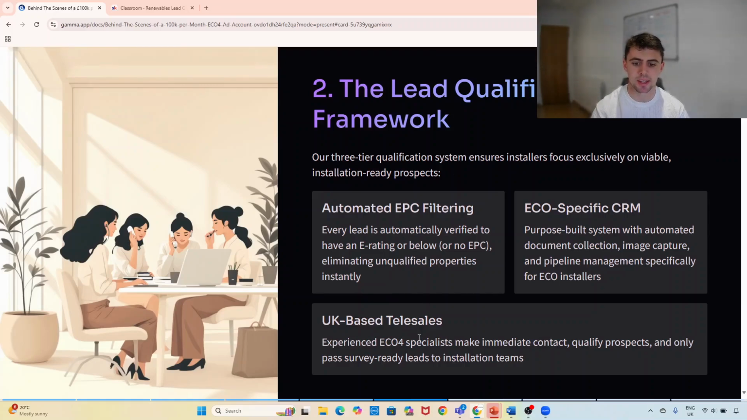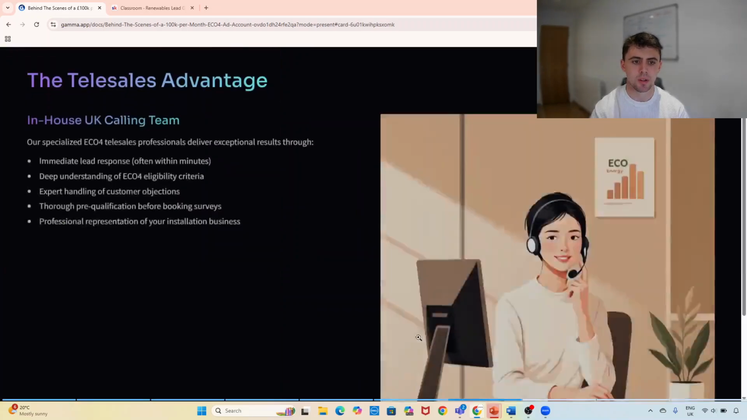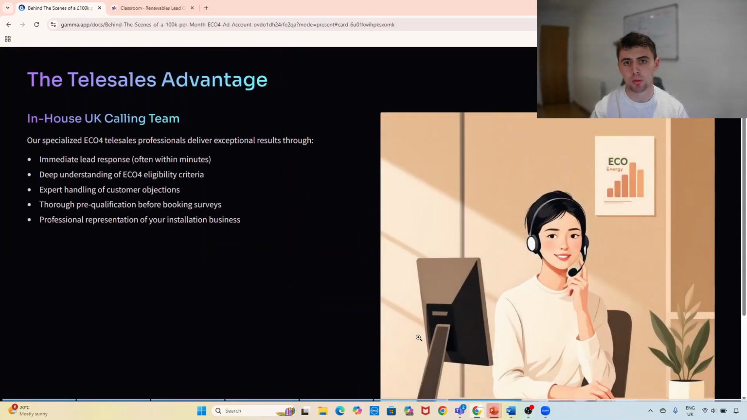And then the third thing, and probably the most important thing that we offer, and probably our main selling point compared to a lot of other agencies out there, is we have an in-house call centre. Essentially, our call centre are all UK based. They all come from ECO4 installers previously. Essentially, what they will do for the companies we work with is call a lead within minutes. They will then pre-qualify the lead, get all the pictures that they need, and only pass that lead across to the installer when they're actually ready for a survey.